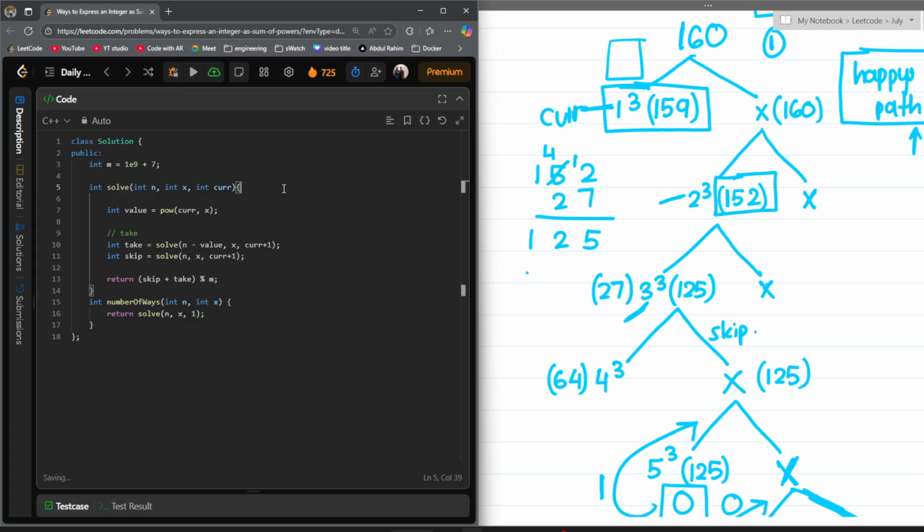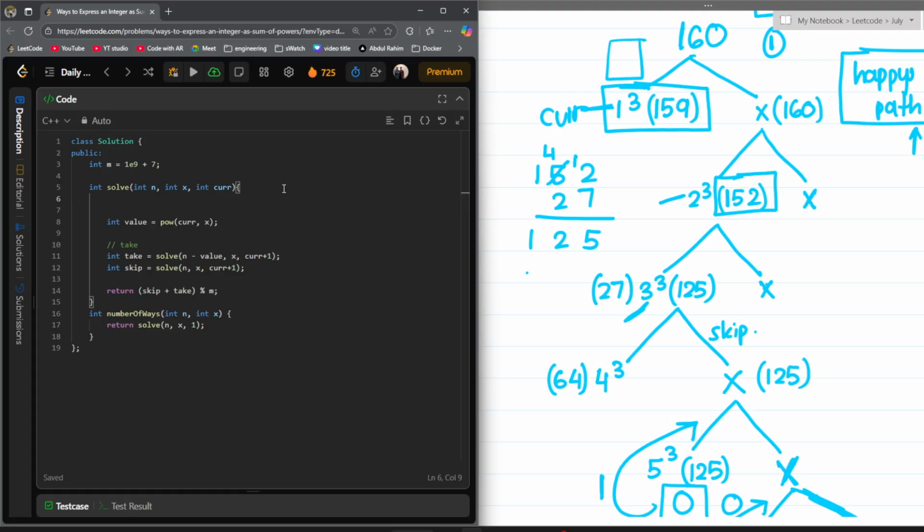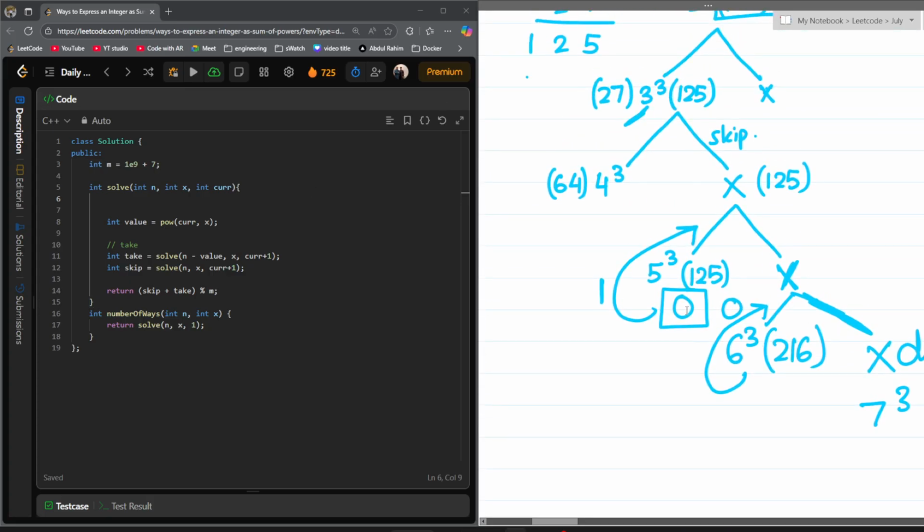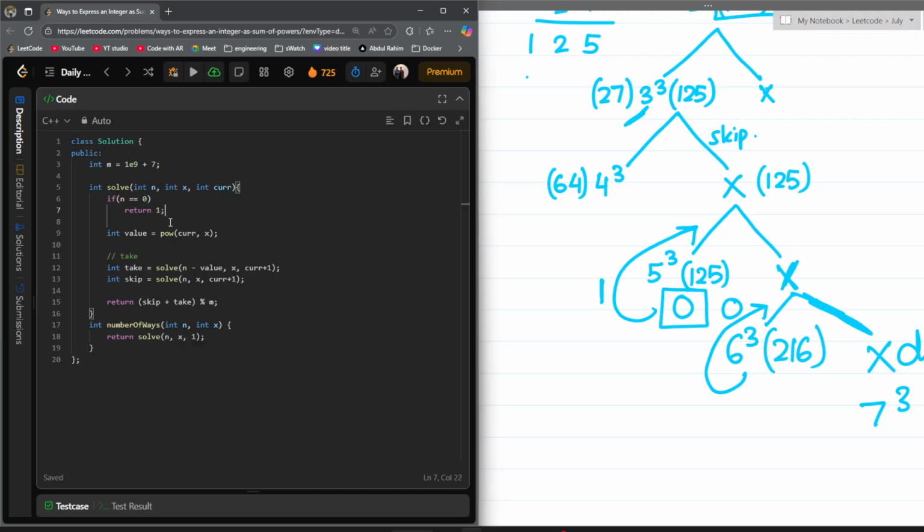Perfect. And what's just left are the base cases, right? So if at the end of the day you get an exact zero, you return a 1. If you get any number which is less than 0, you return a 0. So what I'm going to say is, okay, if n, because we are doing n minus value, right? If n is equal to 0, you return a 1.